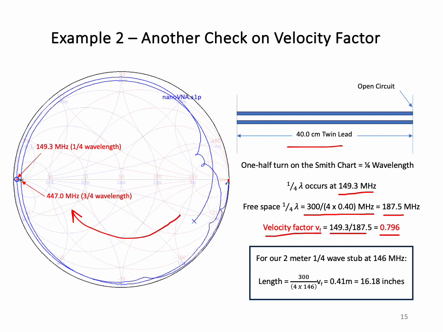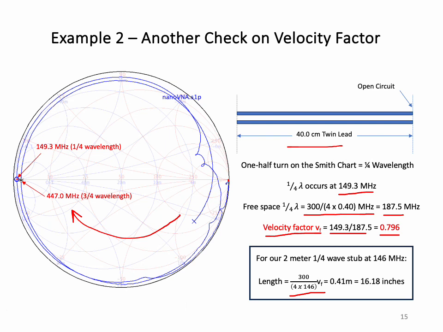Knowing this result, we can now determine the length we need to cut the twin lead to result in a quarter wavelength section at 146 megahertz, the center of the 2 meter band. In this case, the length is given by this equation. 300 divided by 4 is a quarter wavelength.